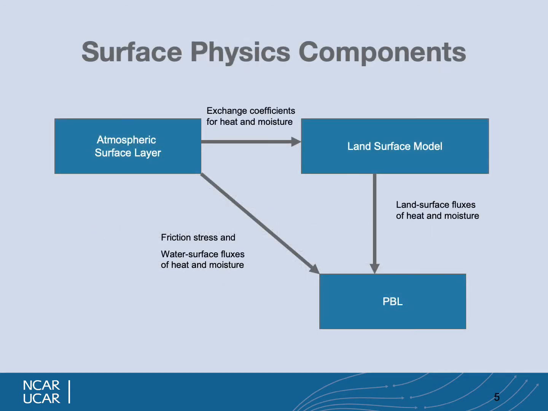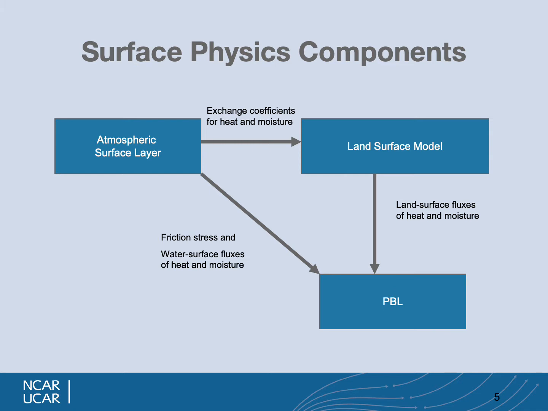This shows how the surface layer interacts with the land surface model and in some cases directly with the boundary layer scheme itself. The main purpose of the surface layer scheme is to provide the exchange coefficients of heat and moisture to the land surface model. The land surface model can then use those to provide the fluxes of heat and moisture to the boundary layer.